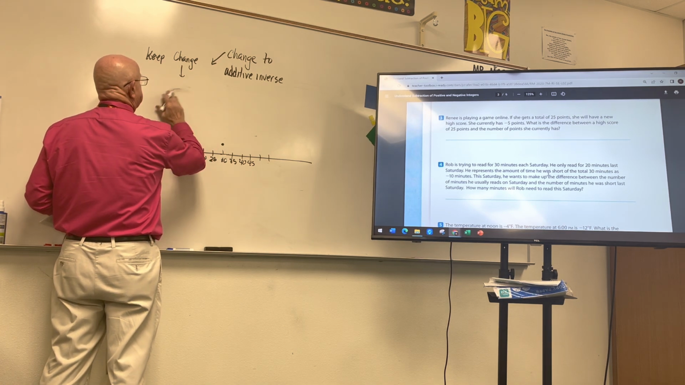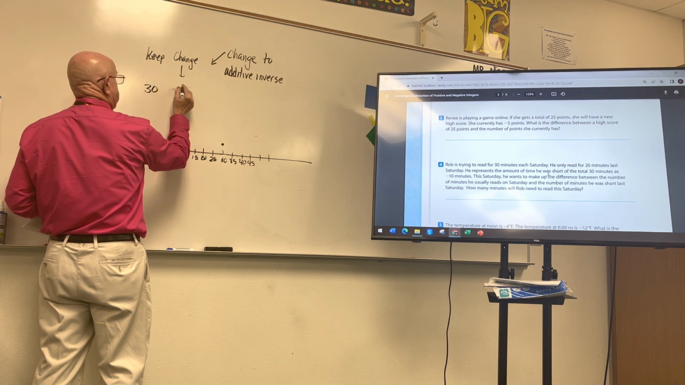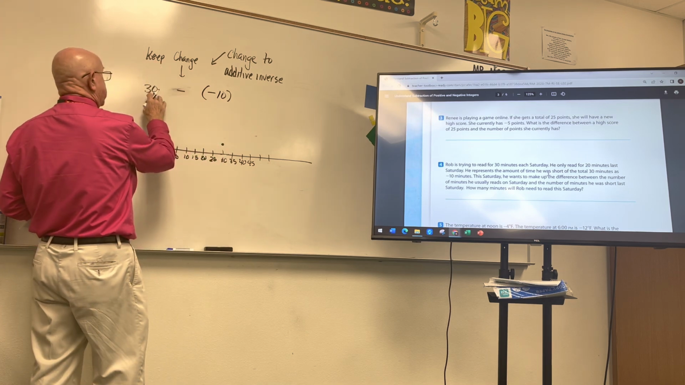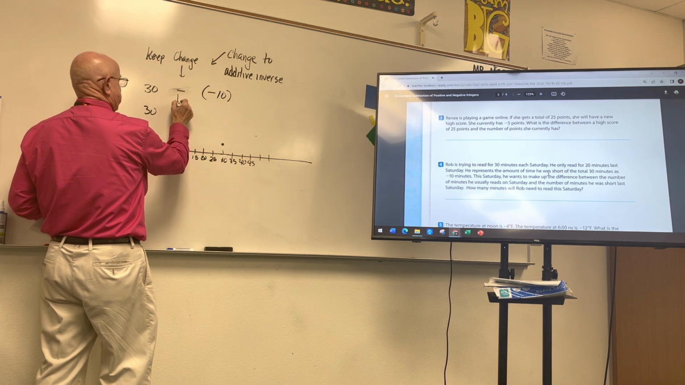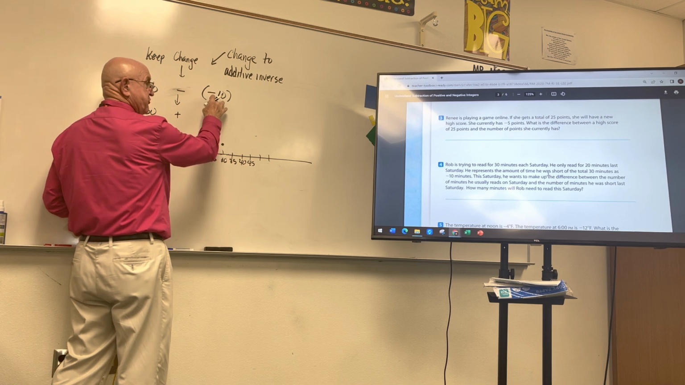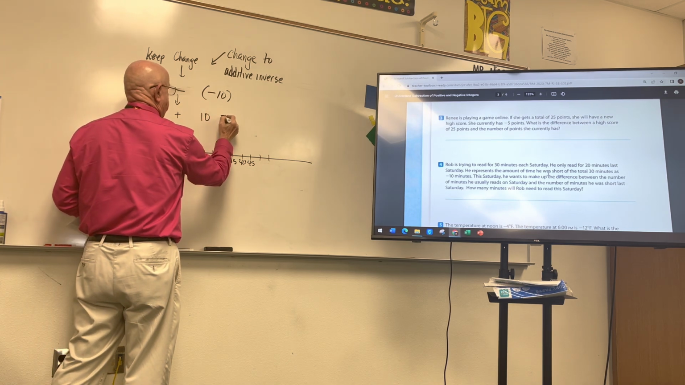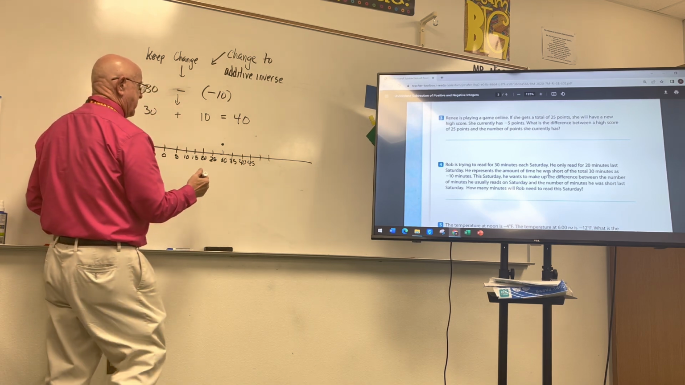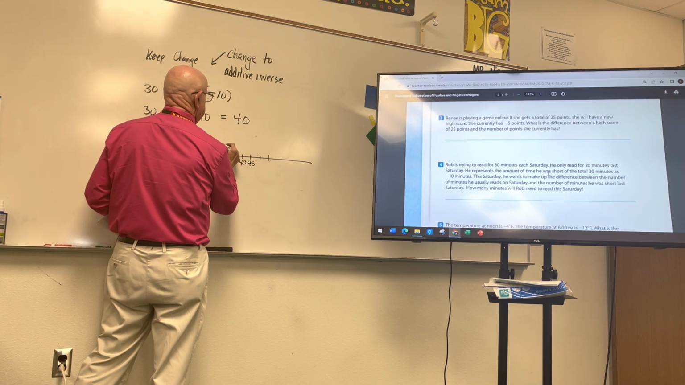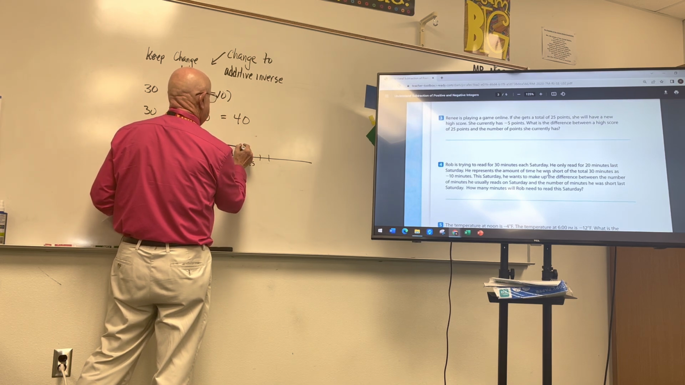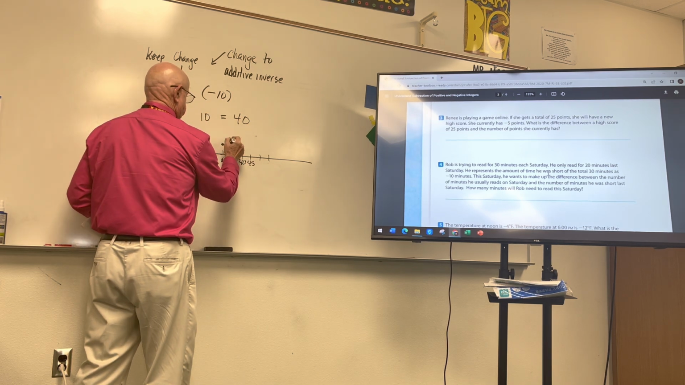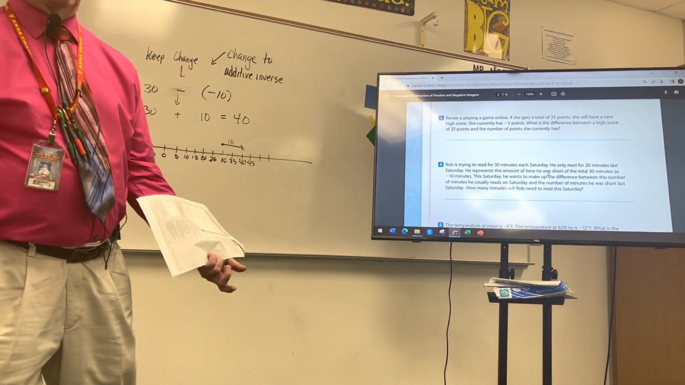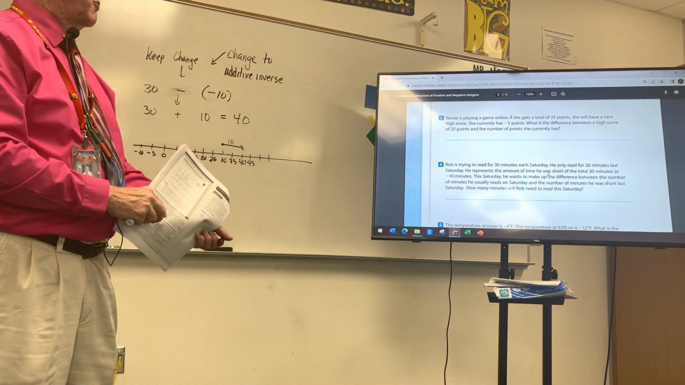Minus, well, let's put it over here underneath the keep, 30 minus a negative 10. All right, again, if I keep it, I get 30. I change it, I change to a plus. I change this to its additive inverse, it becomes 30 plus 10, and that is equal to 40. All right, so 30 plus 10 is equal to 40. That means he has to read 40 minutes. He has to read 40 minutes this week in order to do 30 minutes every Saturday.